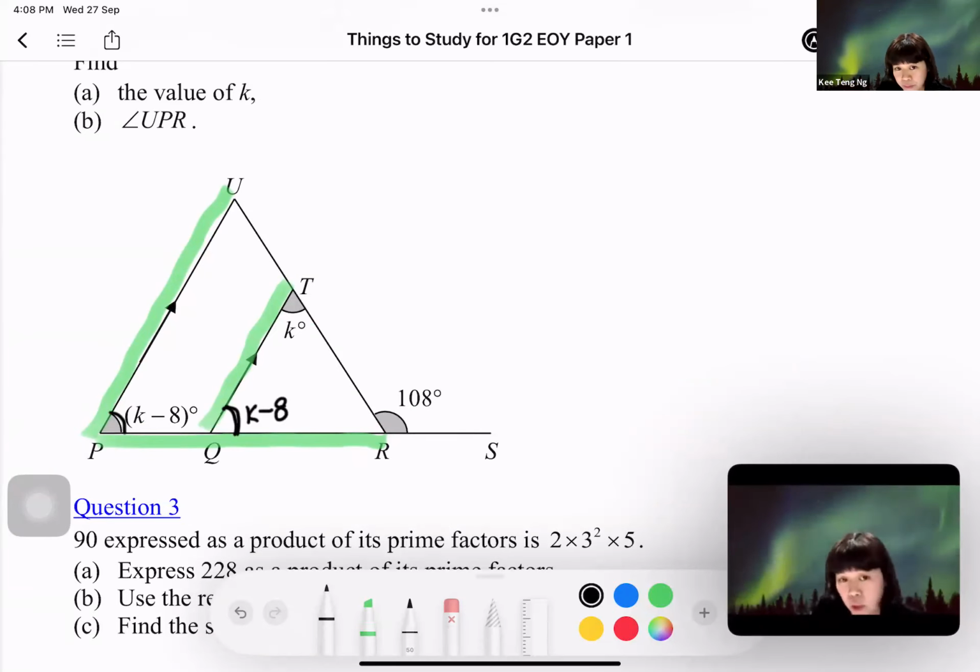Is this okay? Then next thing, what else do we know? What other numbers do we have? We have here 108. If I know this part is 108, what can I find?